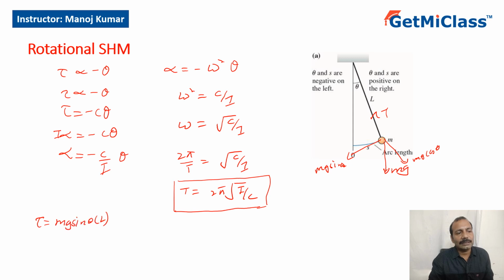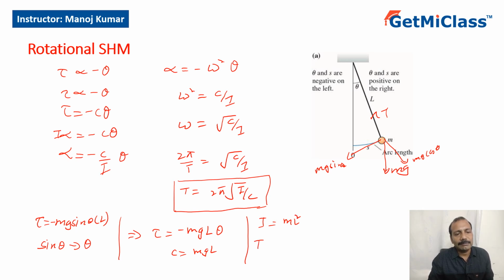This is torque. For small angles, if theta tends to 0, I can say sine theta tends to theta. That would imply torque acting equal to, there would be a negative sign because it is a restoring torque, torque equal to minus mg into L theta. So from this I can write C equal to mgL. Now what is the moment of inertia of the system? I equal to m into L square, because the axis is at a distance L from the mass.